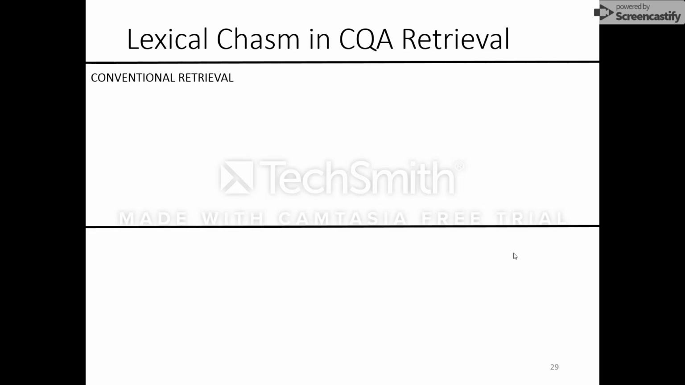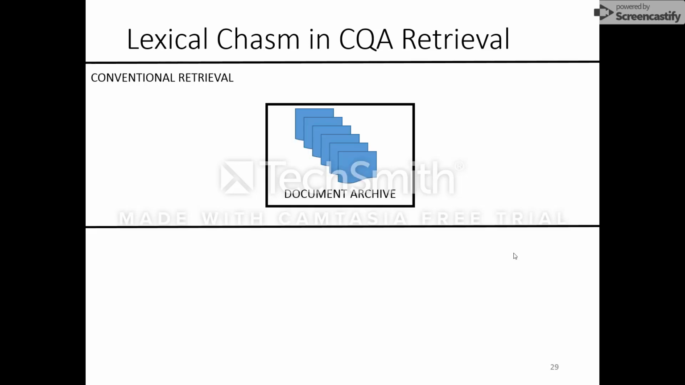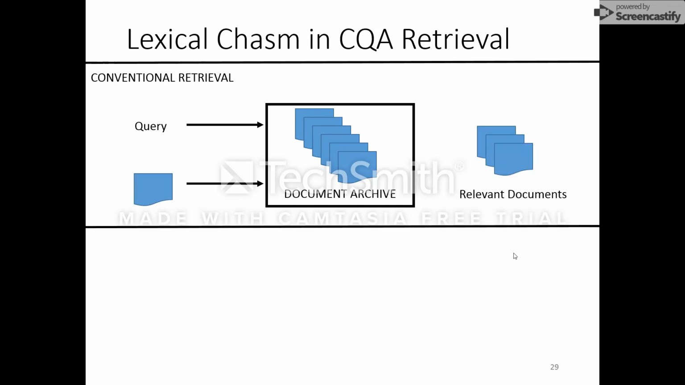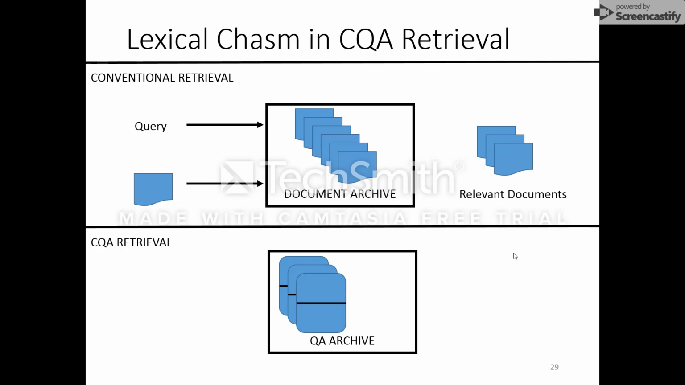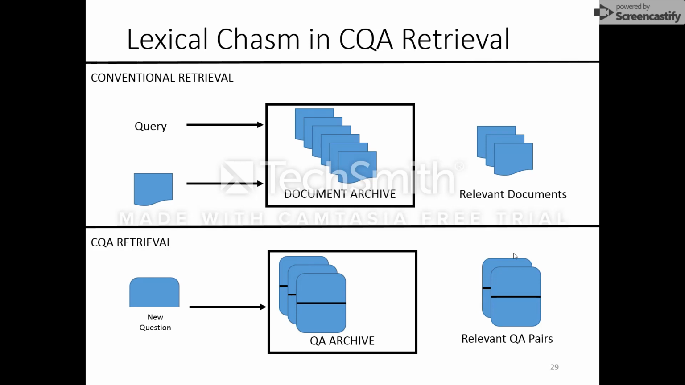So let's start with information retrieval, which is a conventional retrieval system, which uses a document archive and can process a query formulated in the form of two or three short words. Or a document could also be given as a query, and you would get a set of relevant documents. Here, in the CQA retrieval space, you have a QA archive, and you get a new question, and you want to come up with relevant QA pairs. You might compare and contrast these two streams of tasks. One thing to notice is that the QA archive contains two types of information. One is the question part and the other is the answer part. And the query is only one of those types.